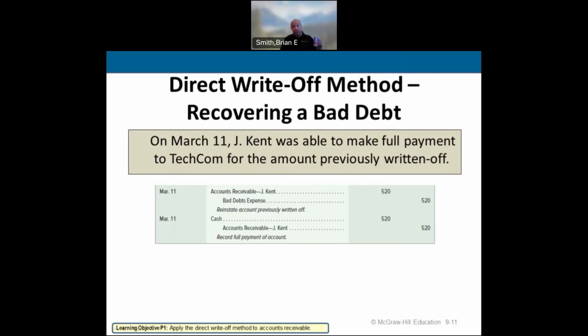Given any audit or police investigation, you can demonstrate, hey, we got this money from this guy who owed it to us. We wrote it off. We reinstated it. We got it. We credited it. If I see that as an auditor, I know you're doing the books the right way, or at least the direct write-off method the right way. If I see the cash debit and credit bad debt expense, my eyebrows are going to go up. I'm going to look deeper.